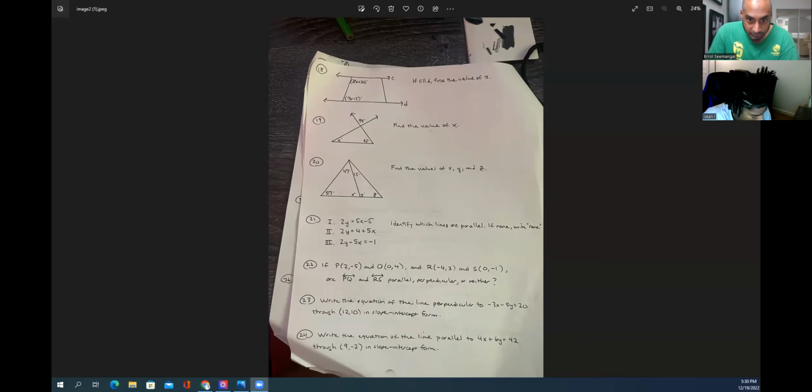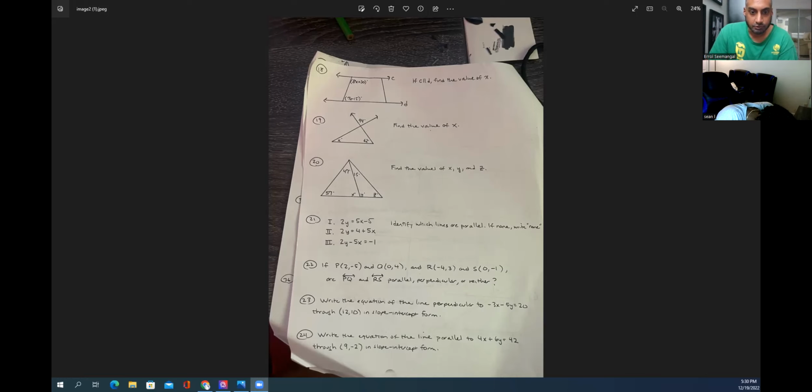24. Write the equation of the line parallel to that through that. Okay, this is just like 23. The only difference is instead of the slopes being negative reciprocals of each other, the slopes are going to be the same because they're parallel. How can you tell they're parallel? Oh, it says it, it tells you right in the equation. So you don't need the negative reciprocal. Those are only for perpendicular lines. When you're talking parallel lines, you're talking the same slope.